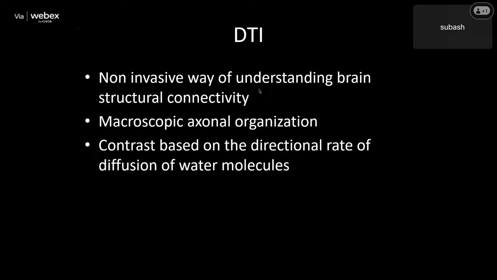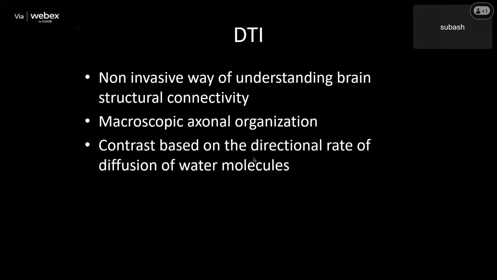Now extend this to diffusion tensor imaging, which is a non-invasive way of understanding brain structural connectivity. Last time we discussed the functional connectivity. Now we are talking about the structural connectivity. This is how exactly the brain regions are connected to each other through these white matter fiber tracks. Like I gave an example last time, on the circuit boards the components are connected through the tracks. Similarly here, the different gray matter regions are connected with each other through these white matter fiber tracks, which can be visualized using DTI.